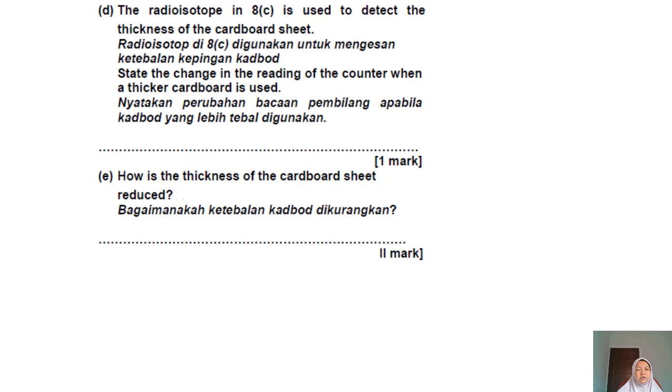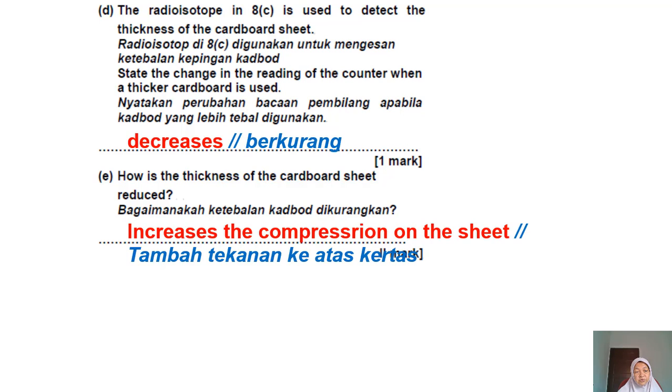Okay, next, the radioisotope is used to detect the thickness of the cardboard sheet. State the change in the reading of the counter when thicker cardboard is used. When thicker cardboard, not much radiation can pass through the cardboard, so the reading will become lower or decrease. How can the thickness of the cardboard sheet be reduced? We use the roller to compress more on the sheet.